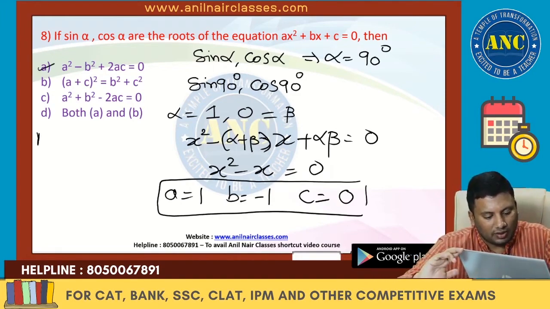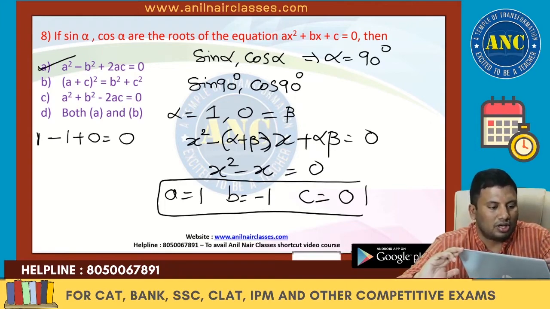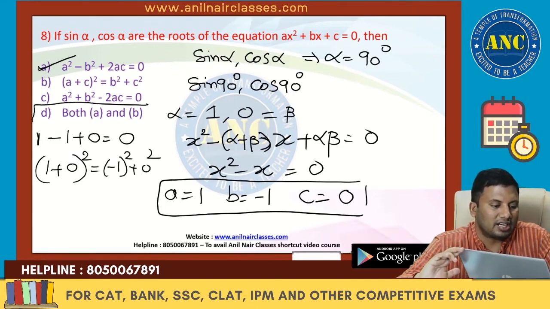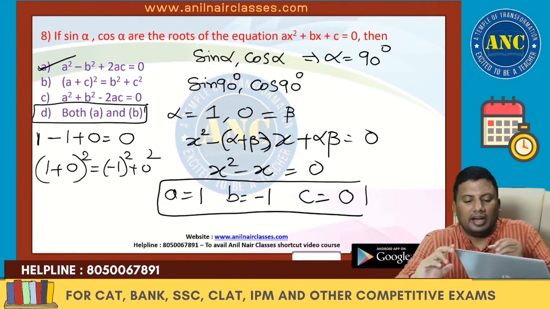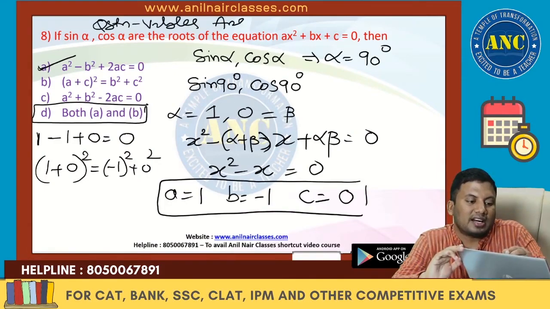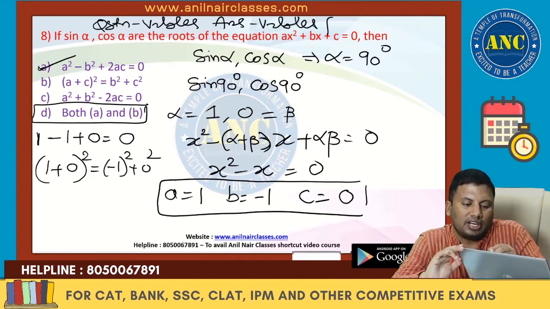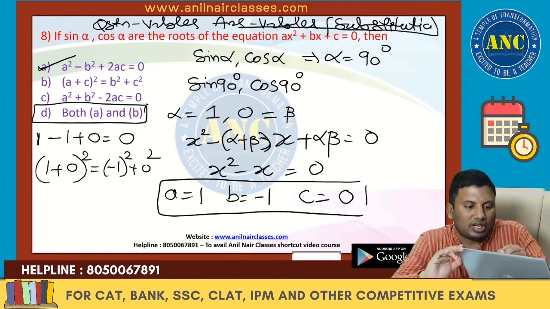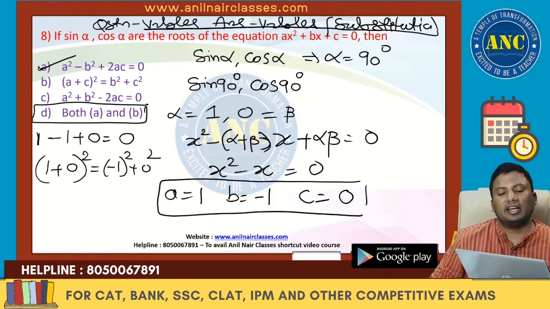Option 1, A square, 1, minus B square plus 0, 0 equivalent to 0. It is satisfying. Second one, A plus C whole square, 1 plus C whole square equivalent to minus 1 square plus 0 square. It is also satisfying. Both A and B. Again I am telling you, question contains variables. Answer contains variables. Substitution is the best method. I want this idea to be there in your mind.